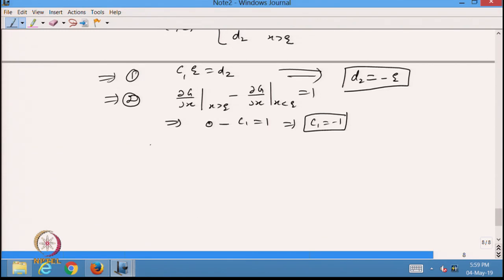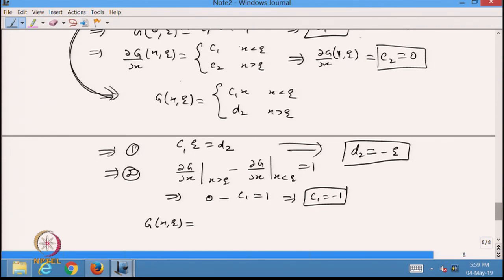So, with the help of this one I am able to find my Green function now. So, C1, this is my Green function. I can define this function as minus x when x is less than xi, and D2 is minus xi when x is greater than xi. So, this is my Green function.